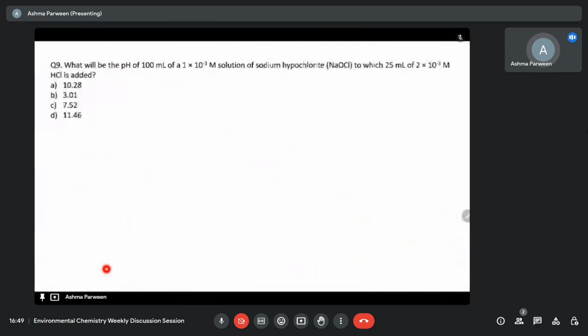So it is a mixing problem which says what will be the pH of 100 ml of a 10 raised to minus 3 m solution of sodium hypochlorite, to which 20 ml of 2 into 10 raised to minus 3 m HCl is added. So we are mixing two solutions. One is NaOCl, sodium hypochlorite, and we are adding HCl solution. So again, in a mixing problem, pH is not conserved, but yes, the concentration of the various components are conserved. So we will first see the concentration of the various components in the mixture, and then we will try to find out the final pH.